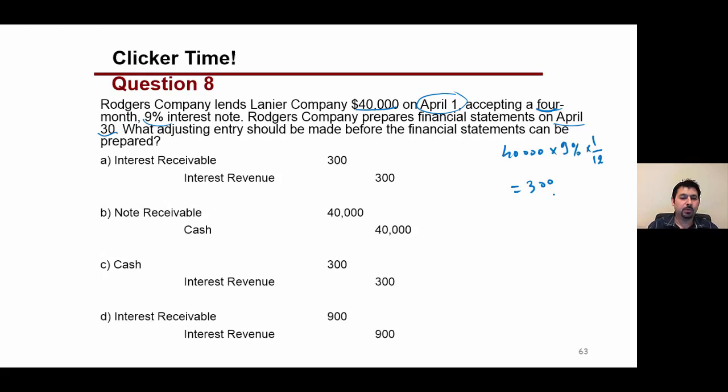Now, when we recognize accrued interest, the journal entry is to debit, because remember, on this date the company will not receive any cash. The cash will be received on the maturity date only. As a result, the company will debit interest receivable and will credit interest revenue. So this is the answer.